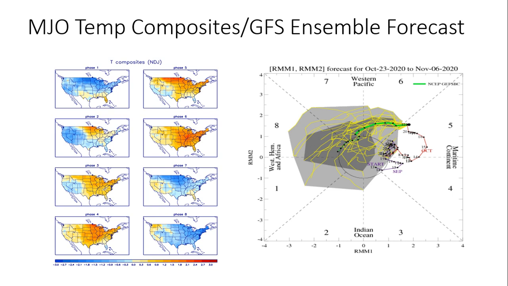Now moving over to the graphic on the right, showing you the GFS Ensemble MJO forecast. And you notice that solid green line. We're currently in MJO Phase 5 with enhanced convection occurring over the maritime continent.